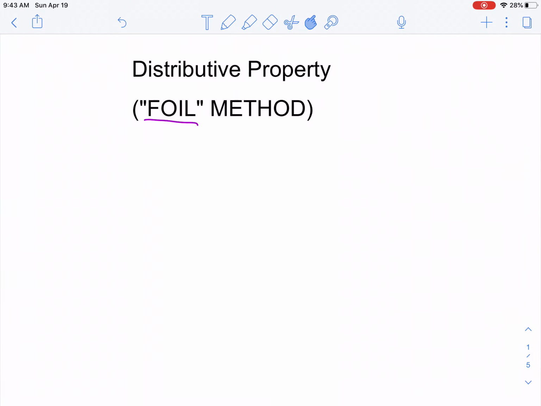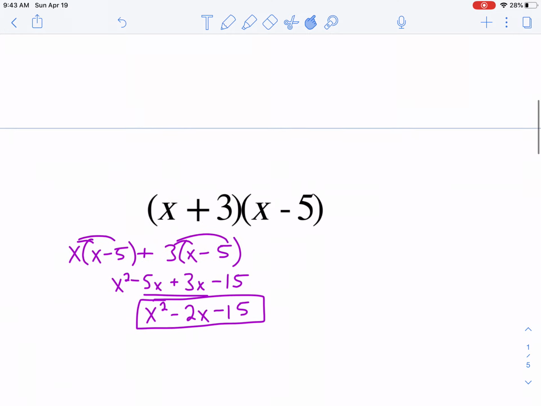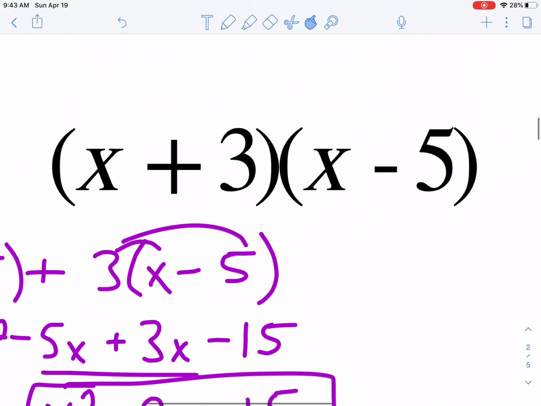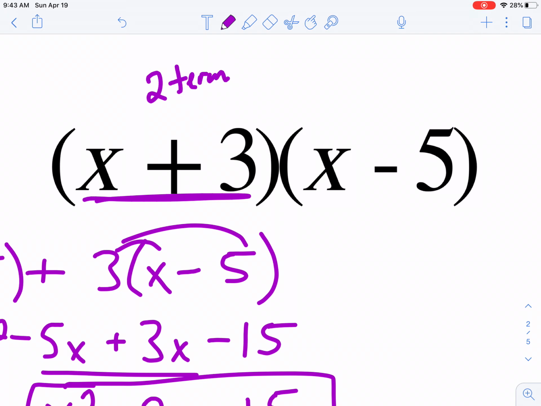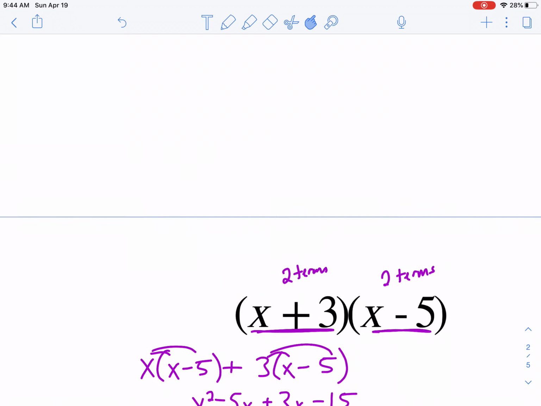binomial, it does work. Now, if you remember, a binomial is when I have two terms right here, x plus 3, there are two terms here. X minus 5, there are two terms here. And so that is a binomial times a binomial, so I can use the acronym FOIL.